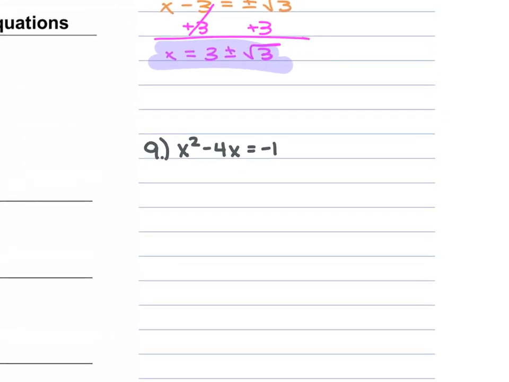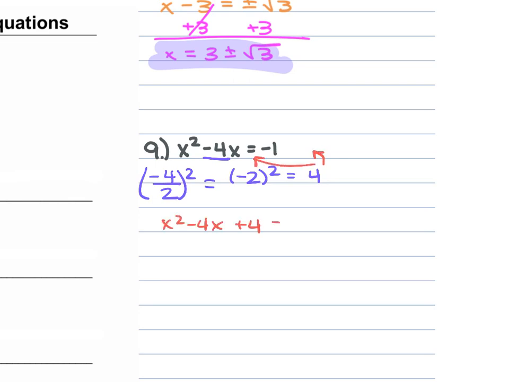For 9, we have x squared minus 4x is equal to negative 1. Our b is the negative 4, so that's negative 4 over 2 squared. This is going to give us negative 2 squared is equal to 4. We're going to add the 4 to both sides. So x squared minus 4x plus 4 is equal to negative 1 plus 4. This is factoring out to be x minus 2 squared is equal to 3.